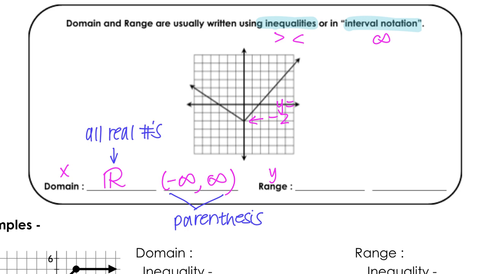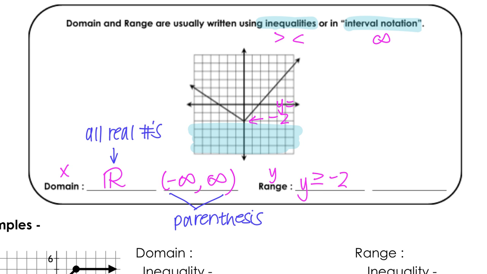So how this looks, it doesn't look like all real numbers because it's not all real numbers. My graph never touches anything down here. So in inequality notation, it's going to be y is greater than or equal to what number? -2. Y is greater than or equal to -2.